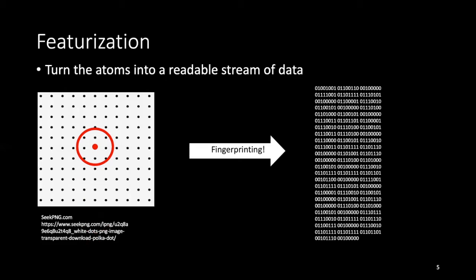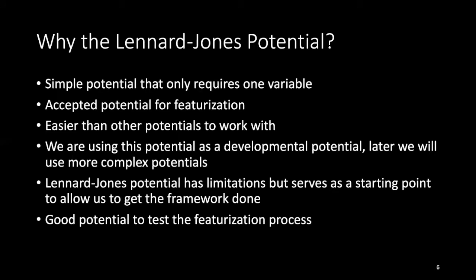There are many different ways to do this numerical representation, and there are many different studies on which way is the best way, but for the purposes of this project, we just focused on one of the easier methods, the Lennard-Jones potential. We chose the Lennard-Jones potential because of how easy it is to use. This potential requires one variable, r, which is the distance between atoms, and this value can be easily derived from the raw data obtained from the DFT data.